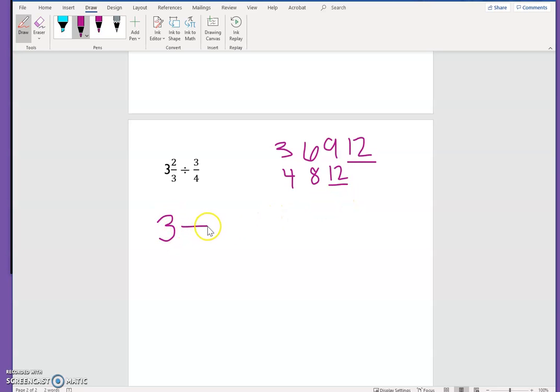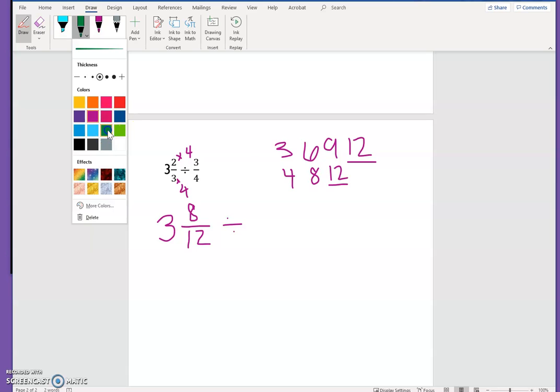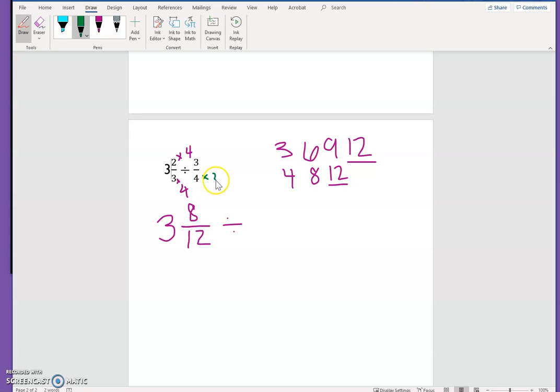Remember, I'm not just going to take the 3 and turn it into a 12. I've got to make sure I repeat whatever I did to 3 to the 2 up top. So I know 3 times 4 would give me 12. So 2 times 4 gives me my new numerator as well. So I have 3 8/12. And I'll repeat this process now for the 3/4. Again, we're looking for a denominator of 12. So I know 4 times 3 will give me that 12. And then 3 also needs to be multiplied by 3. So this becomes 9/12.